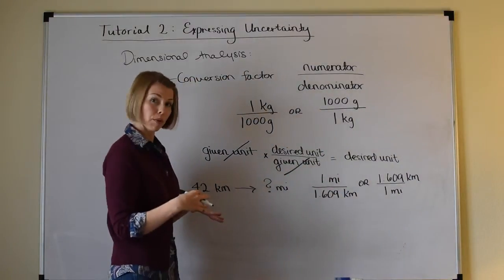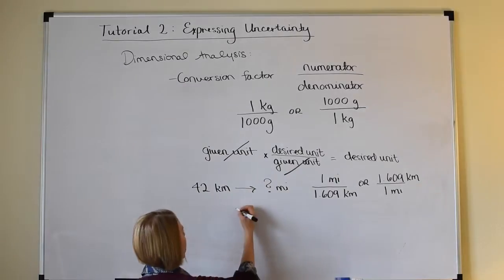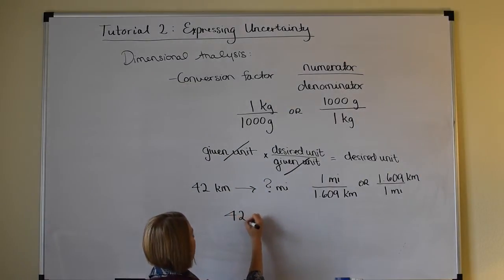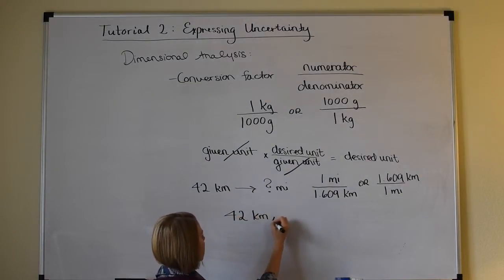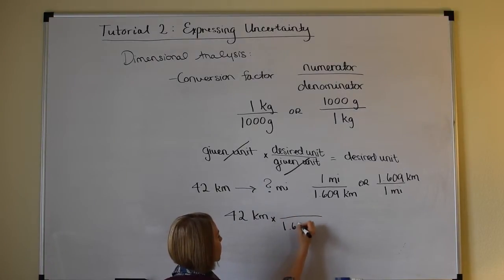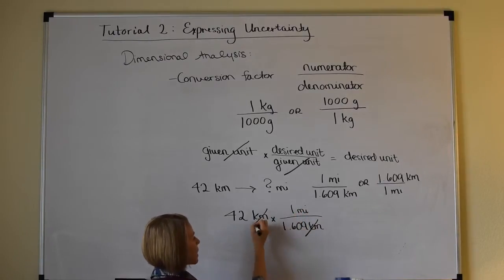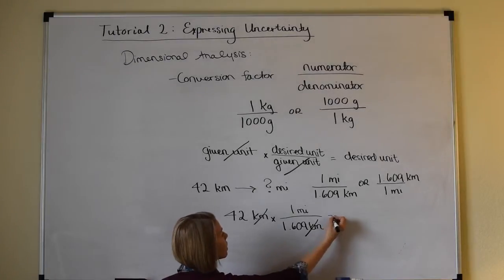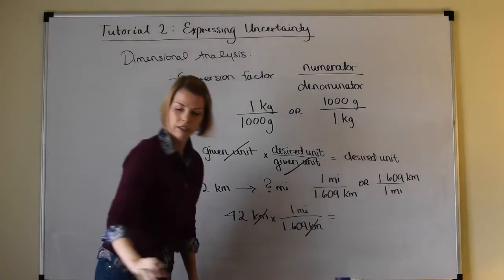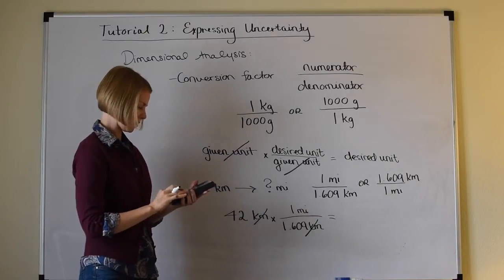Now we go to set up our problem. Now it's going to be important which way you write it. Okay, so we want to set this up so that the kilometers cancel out and the miles do not. So we want the kilometers on the bottom and we want the mile on top. So see how my kilometers cancel out? Okay, so grab your calculator, and 42 divided by 1.609.